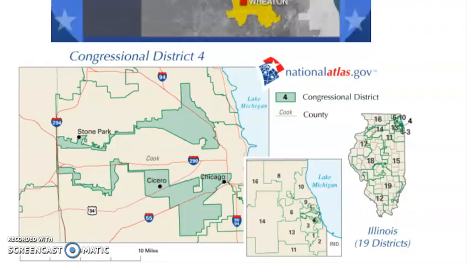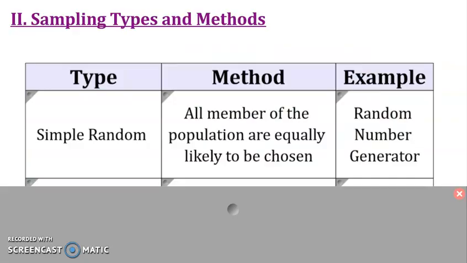All right, so now let's get into vocab. So the different types of sampling. This is how you get the people that you're going to survey. The first one, and probably in my opinion the best, is just straight up random. So you have everyone in the population and you're randomly choosing people. You're picking names out of a hat or using a random number generator. There's absolutely no rhyme or reason behind this. You're just randomly selecting people.